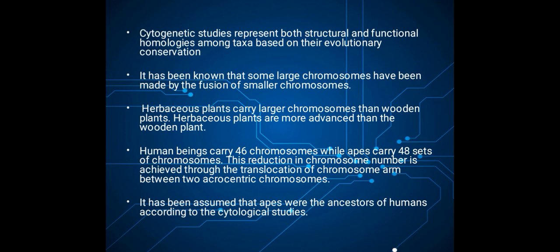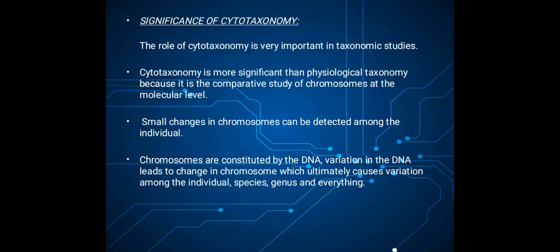Human beings carry 46 chromosomes, while apes carry 48. This reduction in chromosome number is achieved through the translocation of chromosome arms between 2 acrocentric chromosomes. It has been assumed that apes were the ancestors of humans according to the cytological studies.